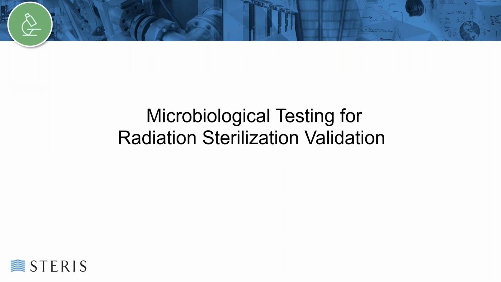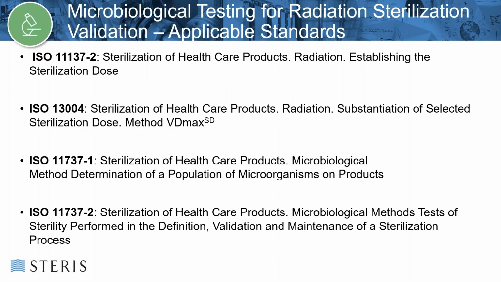So first, let's start with the review of the microbiological testing used to validate the sterilization of a single-use bioprocessing system using radiation methods. The standard references for guidance on radiation sterilization validation and associated microbiological tests are listed here. ISO 11137-2 standard guides us with the process used to validate Method 1, Method 2, VDmax 15, and VDmax 25. ISO 13004 outlines additional VDmax dose options from 17.5 kilogray up to 35 kilogray.